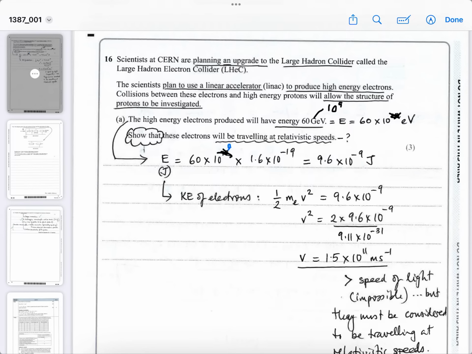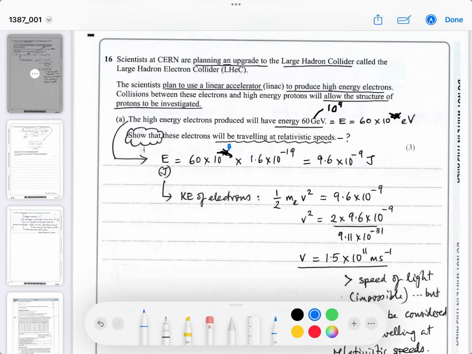So to read the question then, the high energy electrons produced will have energy of gigaelectron volts, which is 10 to the 9. I mistakenly wrote 10 to the 12, which is why I've scribbled out my answer. So this should read 10 to the 9. You use that value to work out the speed of the electrons, using Newtonian mechanics, to show that these electrons will be traveling at relativistic speeds.